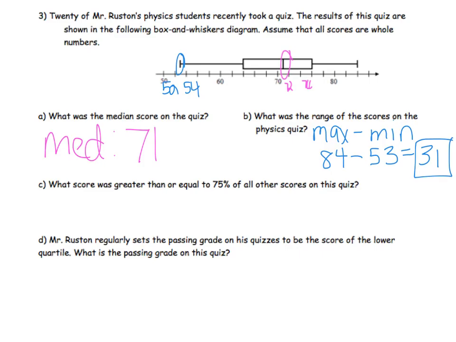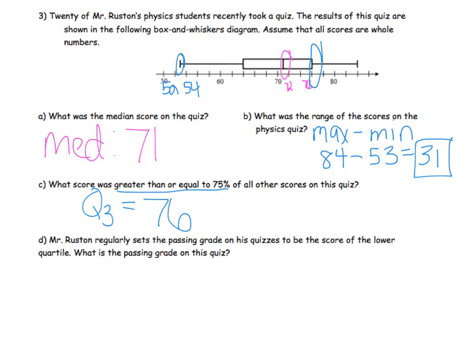Question C. What score was greater than or equal to 75% of all the other scores on the quiz? Well, if you remember, each part is worth 25%. So if I want to know where the 75% mark is, that's my third quartile, or Q3. So if I look, Q3 is the end of my box, which is right there. And that is on that line at 76. So a score of 76 is greater than or equal to 75% of all the other scores.